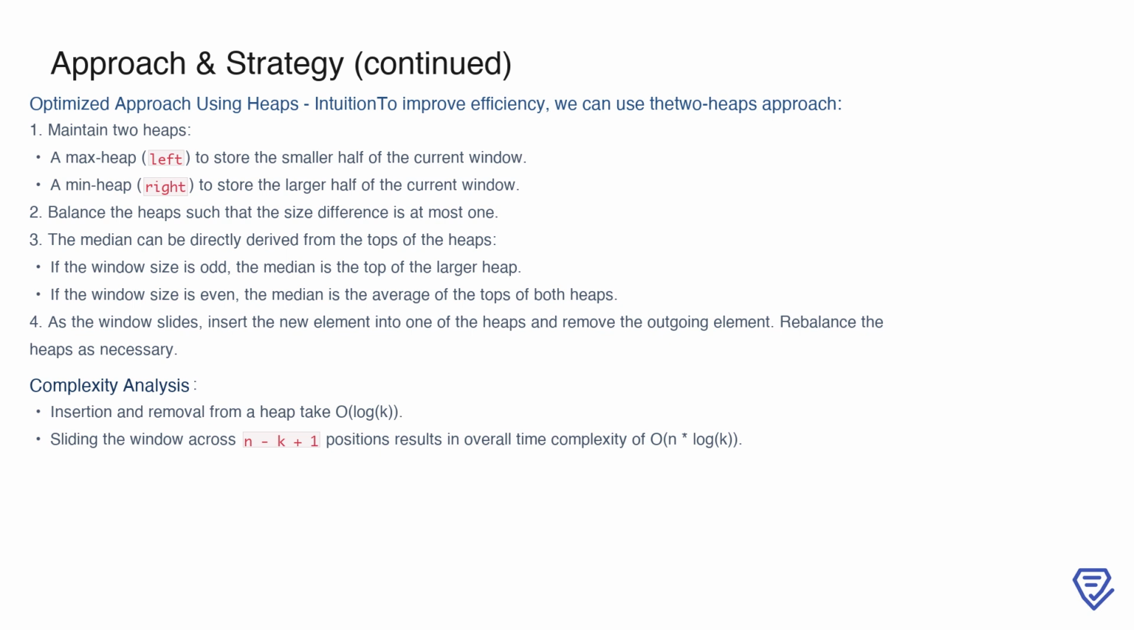If the window size is odd, the median is simply the top of the heap with more elements. If the window size is even, we take the average of the tops of both heaps. As the window slides, we dynamically add the new element to one of the heaps and remove the element that is no longer in the window. Rebalancing the heaps, which involves removing and inserting elements, is efficient due to the logarithmic time complexity of heap operations. This method significantly reduces the overall complexity to n log k, making it much more suitable for large inputs.